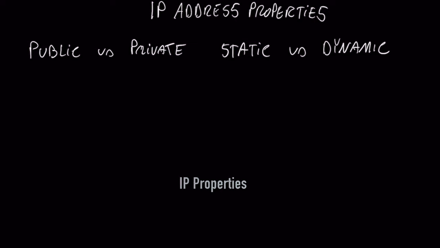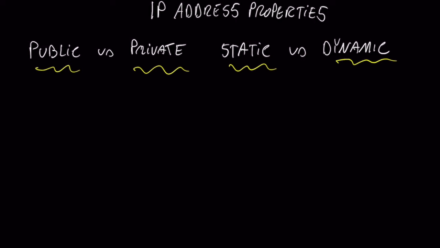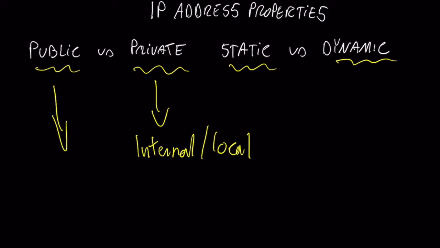Let's look at the properties of IP addresses. The two main distinctions you really need to understand are public versus private and static versus dynamic. Now let's start with public versus private. What you will actually be doing in your home network, you'll be dealing with private IP addresses. So these are also called internal or local. Public addresses are actually external or global.